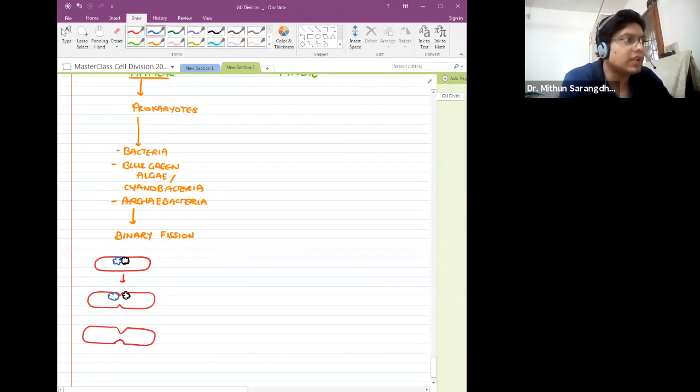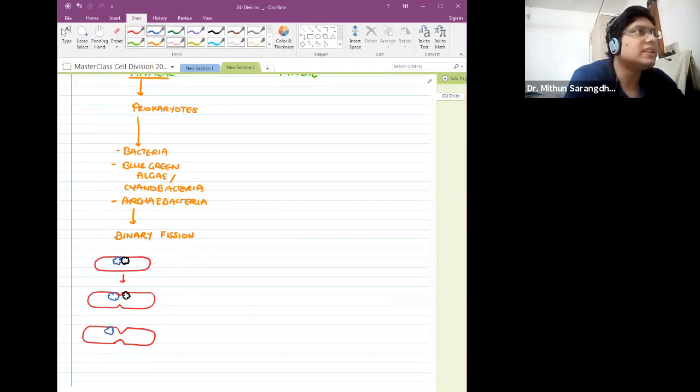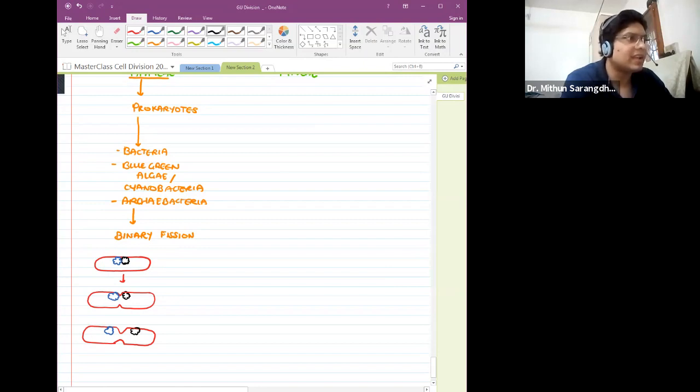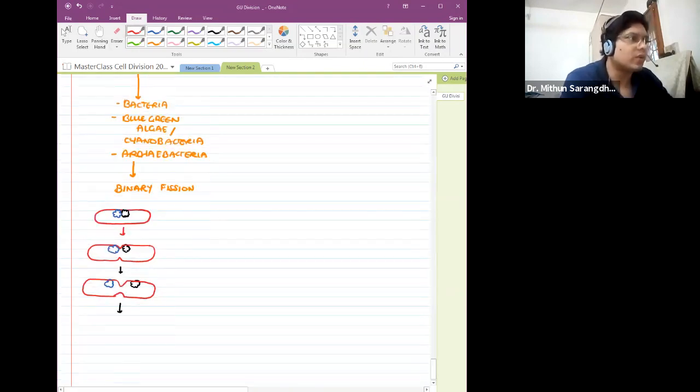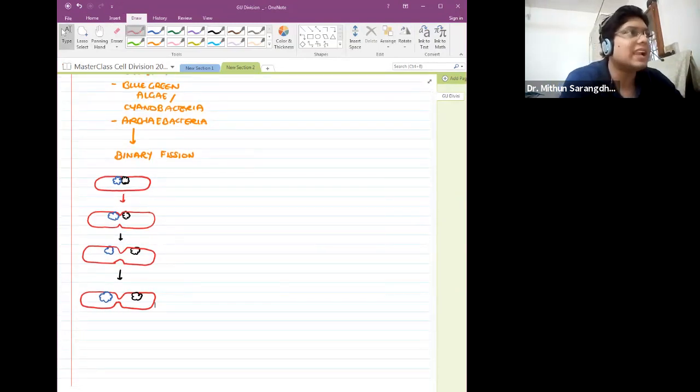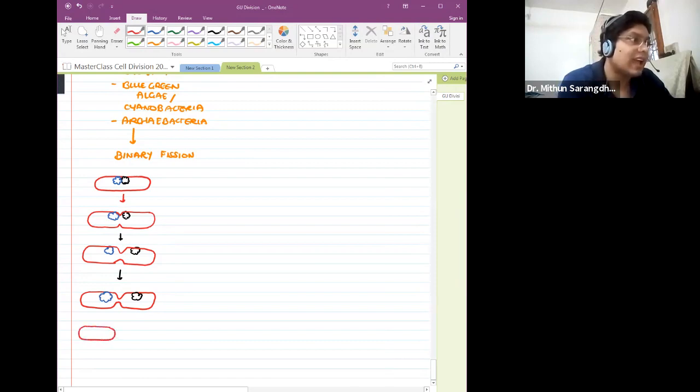Eventually, the DNA is already separated, and the furrow has developed almost towards the center. Finally, from one cell we are going to get two new cells. There is only a narrow bridge of cytoplasm joining these two. That narrow bridge of cytoplasm is going to snap off, and from one cell we get two new cells.